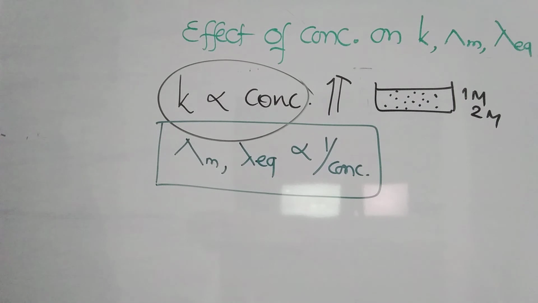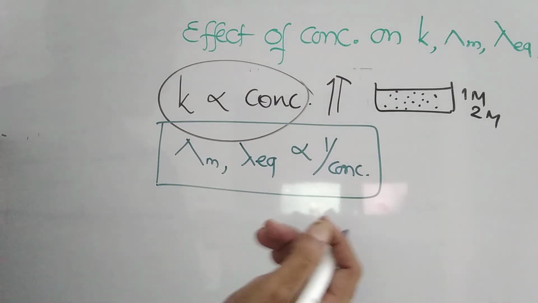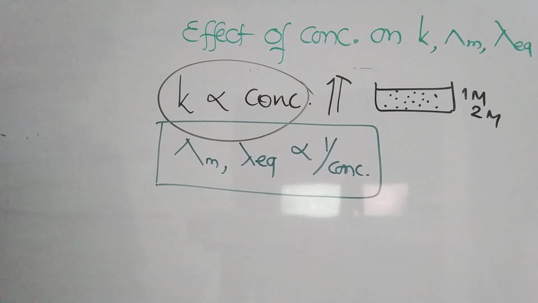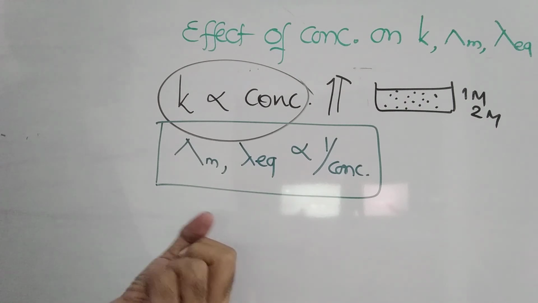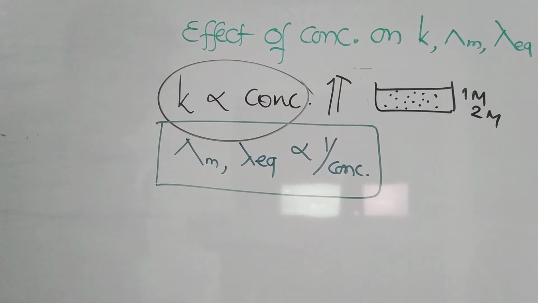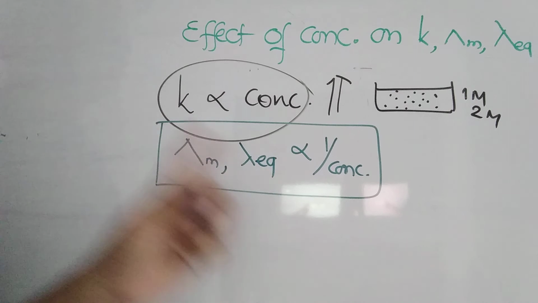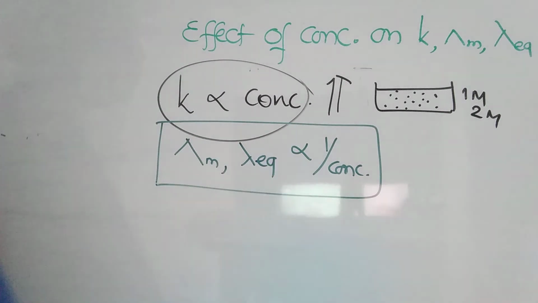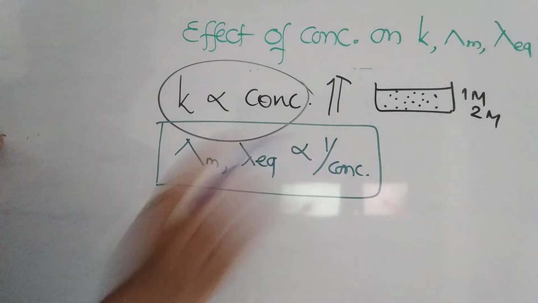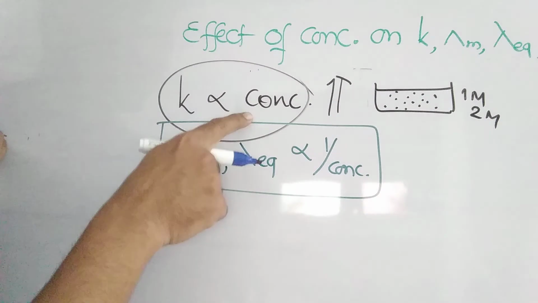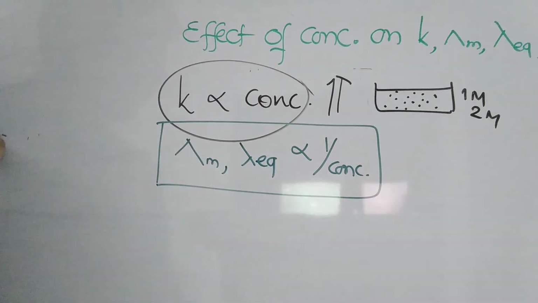Now here the reason is again interesting. Because of ionic mobility decrease. When you are increasing the concentration, number of ions will be more, and when number of ions are more, the ionic mobility will be less, due to the increase in interionic attractions. When the concentration increases, ions will be very close, so interionic attractions will be more. Because of those interionic attractions, lambda m and lambda eq, molar conductance and equivalent conductance, both are going to decrease along with this concentration. K directly proportional to concentration, both these inversely proportional to concentration.